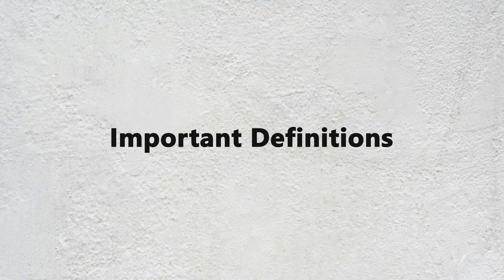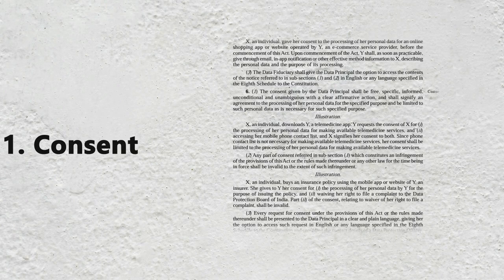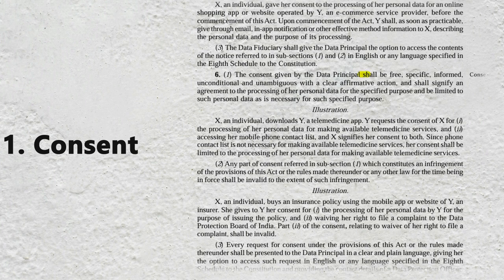Before we explore this act, let's look into some essential definitions that will help us to decode this law. Number 1 is consent. Consent is defined as a freely given, specific, informed, and unambiguous indication of the data subject's wishes. This is demonstrated through a clear affirmative action signifying agreement to process the personal data.